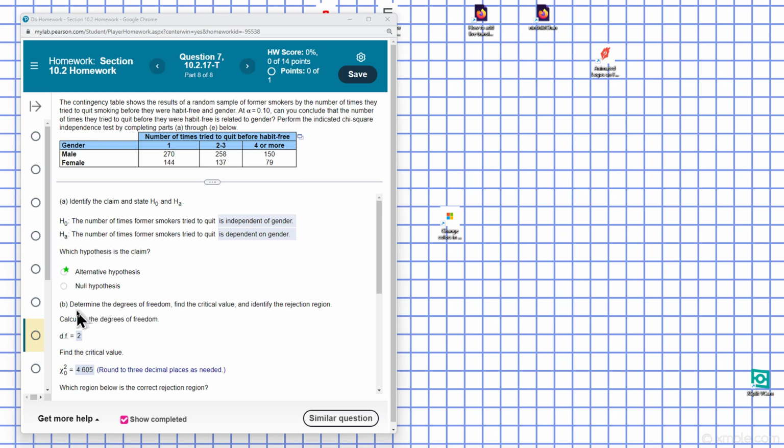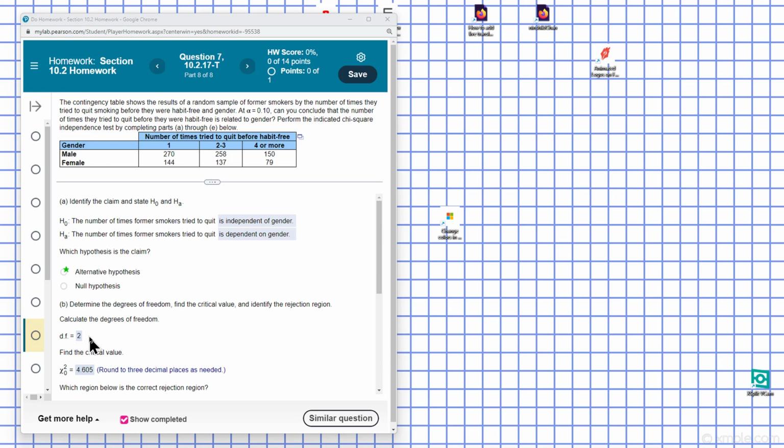And they ask us here to determine the degrees of freedom, find the critical value, and identify the rejection region. So in this case, the degrees of freedom is going to be rows minus 1 times columns minus 1. So we have the number of rows minus 1 times the number of columns minus 1. That's 1 times 3 minus 1, which is 2. So we have 1 times 2, which is 2. So degrees of freedom is 2 here.